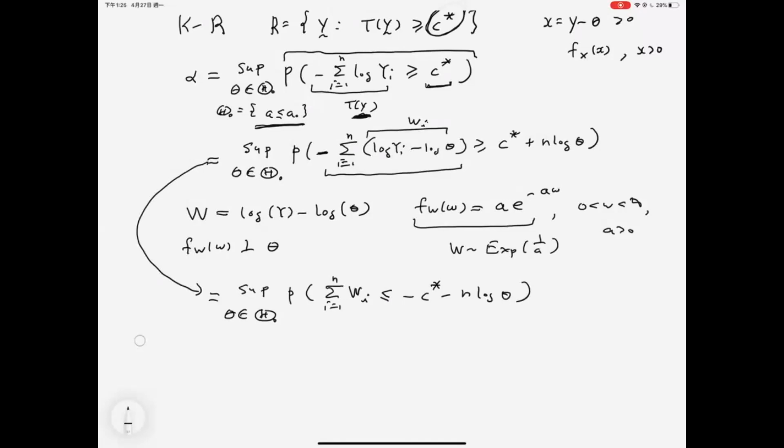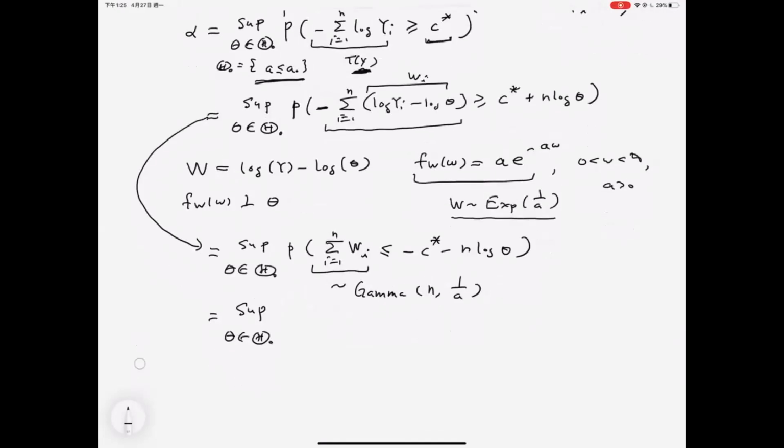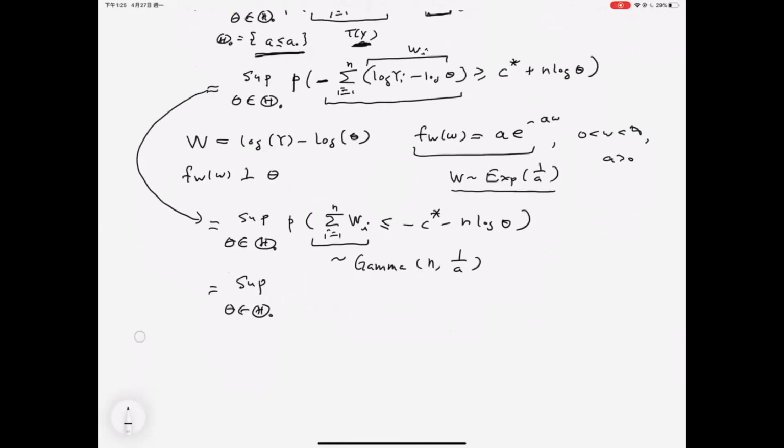The reason I want to do that is I also know what this guy follows. Because W follows an exponential with parameter a, this summation follows a gamma distribution with n and 1 over a. Good. And then I may have enough information to evaluate where the supremum occurs.